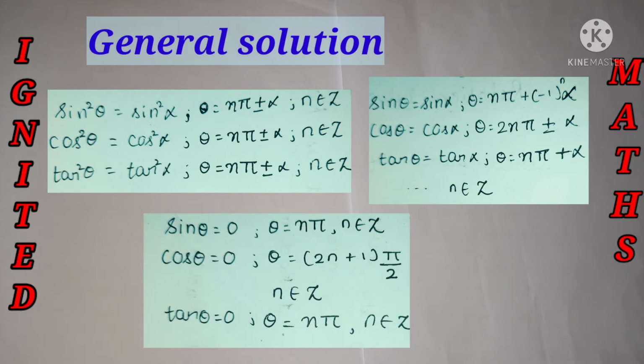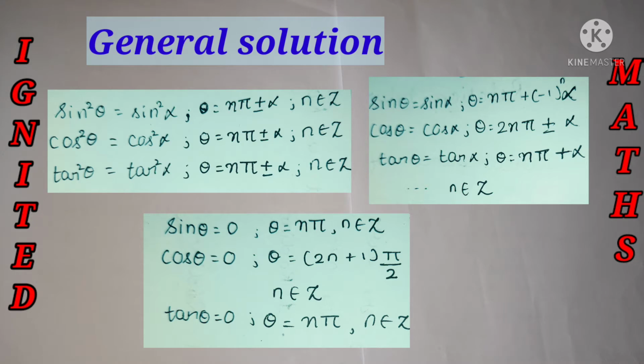Now let's move to the general solution. The third main question is based on the general solution. Here are the formulas we need to remember for doing the general solution. If sine theta is equal to 0, cos theta is equal to 0, what will be the general solution? A complete concept is displayed over here. Please note it down, otherwise take a screenshot of it for finding the general solution.